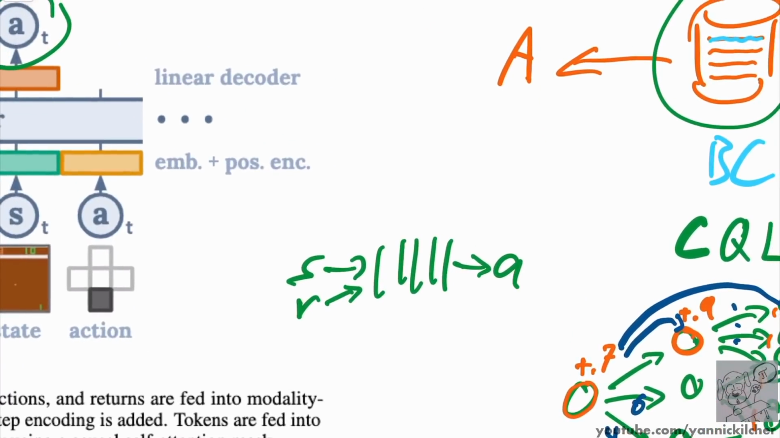Now the network doesn't only need to remember what do I need to do to perform well, it needs to be able to distinguish what do I need to do to perform well, what do I need to do to perform a little bit worse, what do I need to do to perform terribly. It's a lot more stuff to remember for the network.